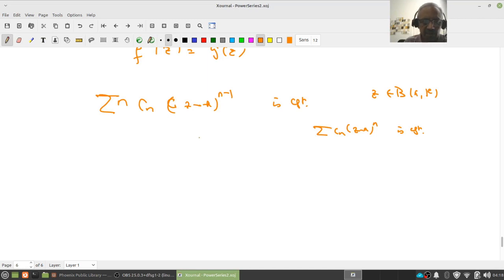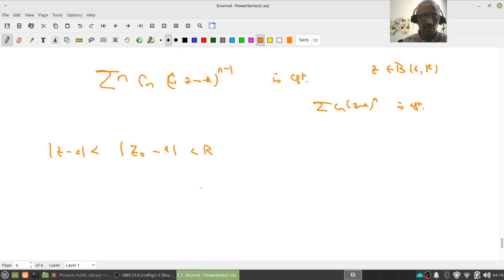So let us look at z naught, so that mod z naught minus a is less than capital R. Now notice that the series Cn (z naught minus a) to the power n is also convergent, because mod z naught minus a is less than R.